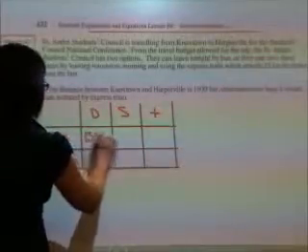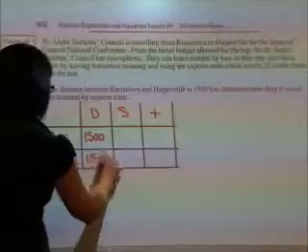So what information do I know? You know the distance is 1,500 kilometers. So the bus has to travel 1,500, and so does the train. Okay?